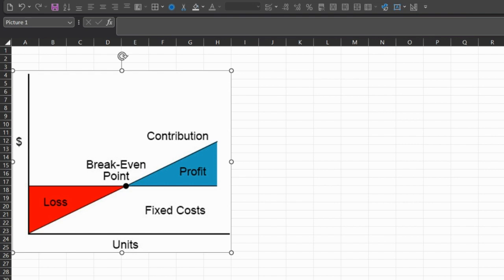Today we are going to be looking at break-even analysis using Microsoft Excel. Let's start. What is break-even? Break-even is where our total cost equals the total revenue earned. So we can call this situation a no profit, no loss situation.